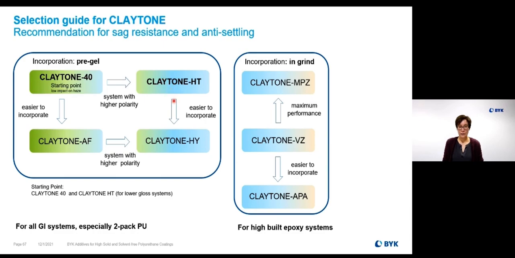And if you want to have an easier to incorporate version, you can use the self-activating type. It is Claytone HY. When you have good results with Claytone 40, but you want to have an easier to incorporate version, just go to Claytone AF. And also here, when you have a higher polar system, you can switch to Claytone HY. So with these 4 products, you can work in your 2K PU systems. When we talk about epoxy systems, it's a little bit different. Here our recommendation is VZ, MPZ or APA.